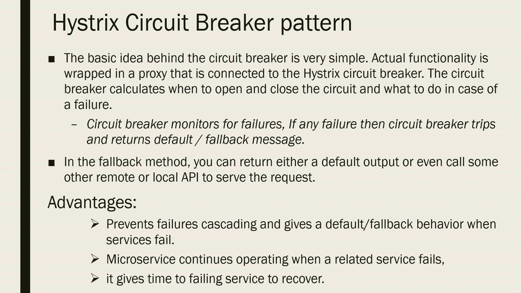If service B is down, then the exception will be propagated to service A and then to the end user, right? That cascading will be prevented by using a circuit breaker. It prevents failures from cascading and gives default behavior when a dependent service fails, so the microservice continues operating when a related service fails. So if service B is down and service A depends on B, obviously service A will also go down, right? It will return the exception.